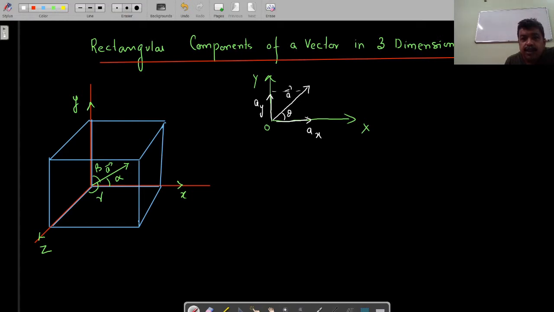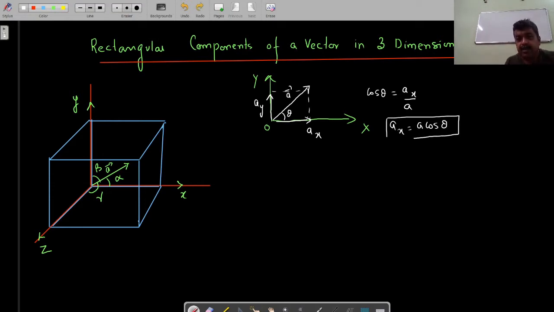So this is a rectangle. Ax and ay are the two adjacent sides of the rectangle. This is ax, this is ay, and this is the rectangle. And we have seen, using the trigonometric concept, cos theta is base by hypotenuse. So cos theta is ax by a, so we have ax is equal to a cos theta. This is the component of A along the x-axis.